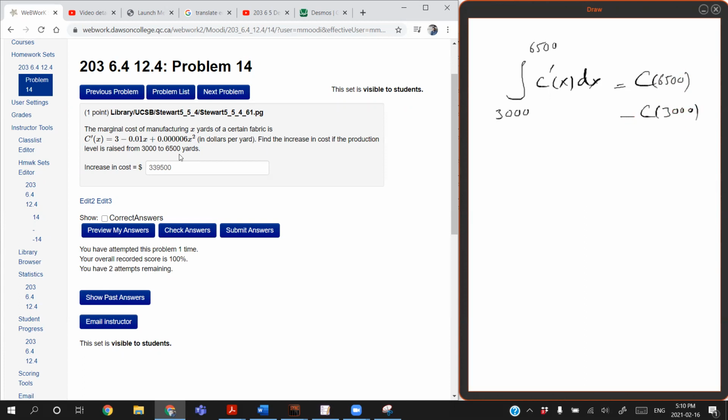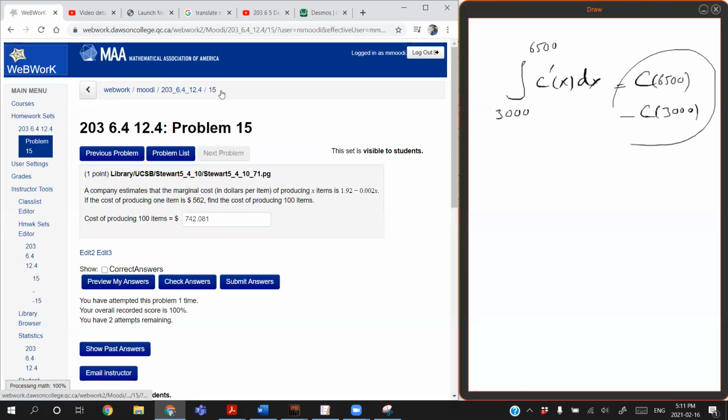So you want to know how much the cost would increase if you increase the level of production from 3,000 items per period. The period could be monthly, daily, whatever, to 6,500. So you're looking for this. I checked that one and it worked.